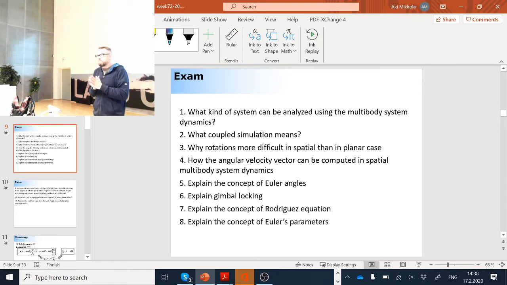Anything else? What kind of system can be analyzed using multi-body dynamics? A multi-body system. But you need to explain what makes a system a multi-body system. One really important component is that bodies are coupled together via joints. That's what makes a system a multi-body system. And as the title implies, multiple bodies.